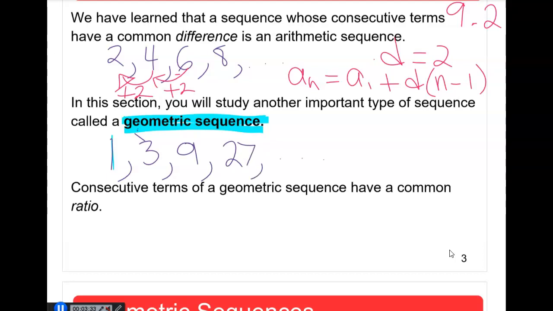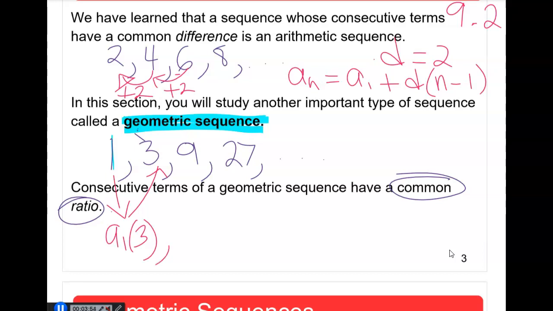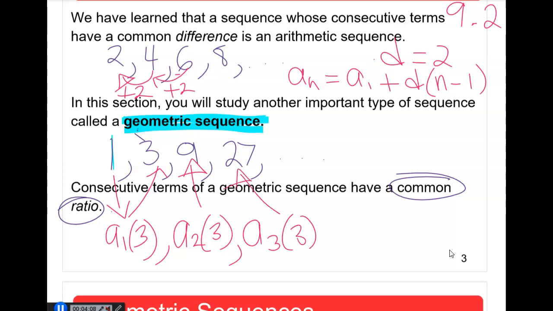So here, the common ratio is going to be the number that we multiply each term by. For example, it was a sub 1 times 3, and then we got that 3. Then for the next term, we took a sub 2 times 3, and that's how we got the third term, which was 9. And then after that, we took that third term and multiplied it by 3, and that is how we got the 27. So in this case, the common ratio, and we will use r for ratio, is going to be 3.